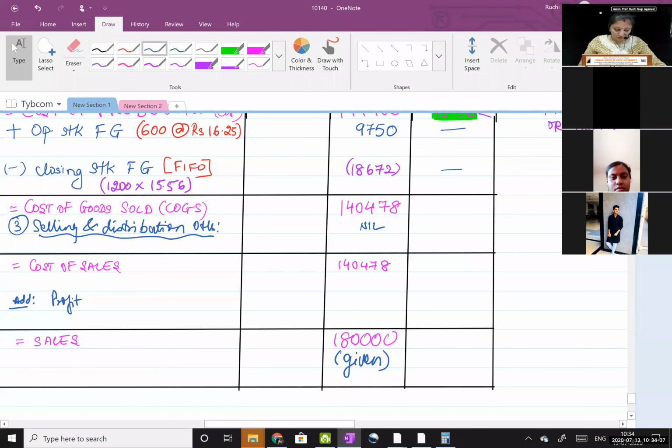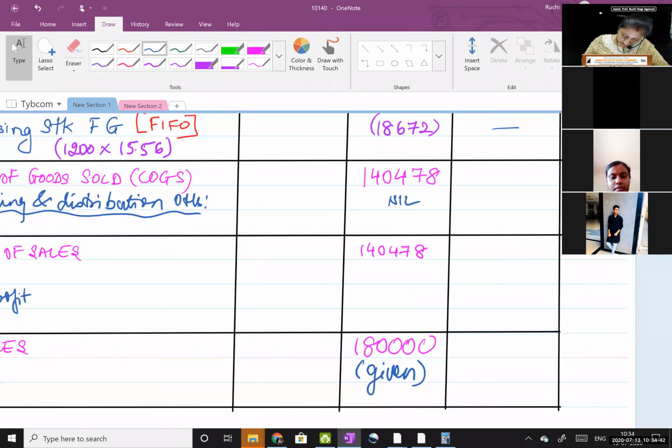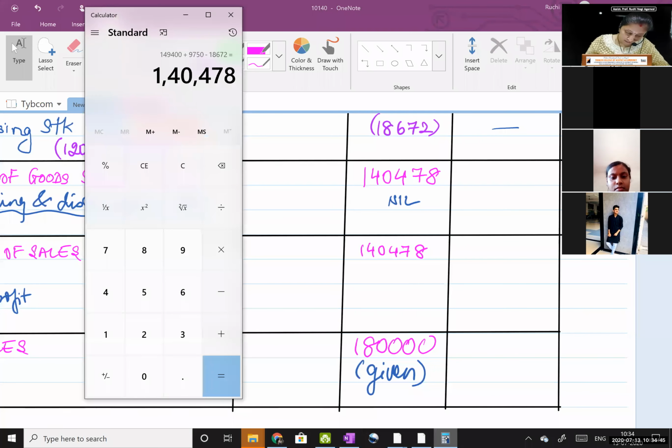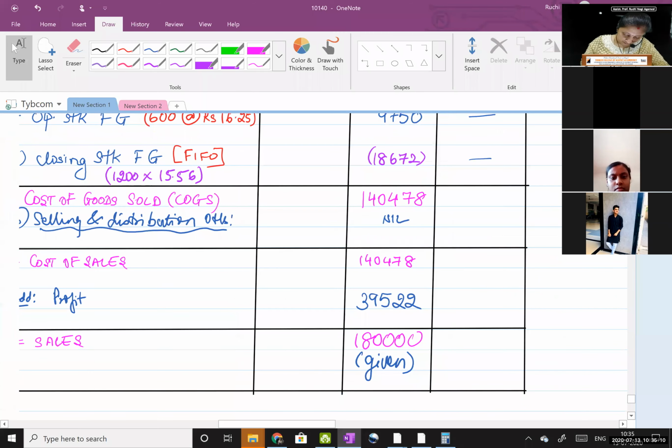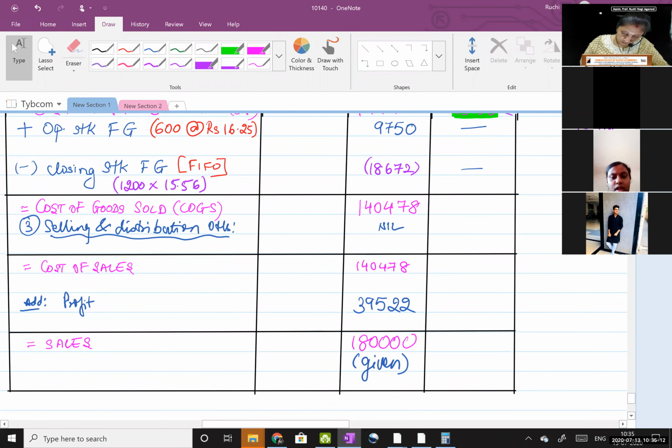Right? So we know selling price minus cost price is profit. So now we will get profit. 1,80,000 is my selling price, minus 1,40,478. So my profit is 39,522. Okay.